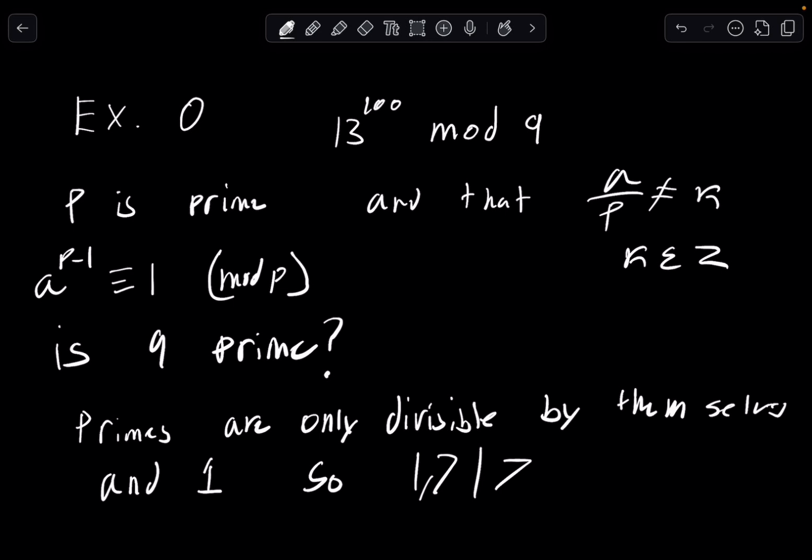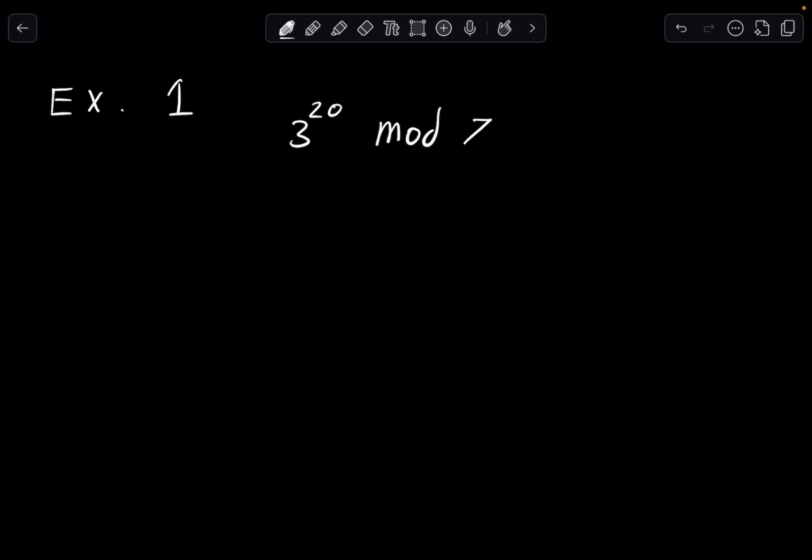We're not going to write out or compute this entire problem. I just wanted to show you that sometimes you will not always be able to use Fermat's little theorem. So let's move on to the next example problem. Okay, let's do this example problem: 3 to the 20th in mod 7. I want you to try this on your own first and then come back if you have any issues or to check your answer.